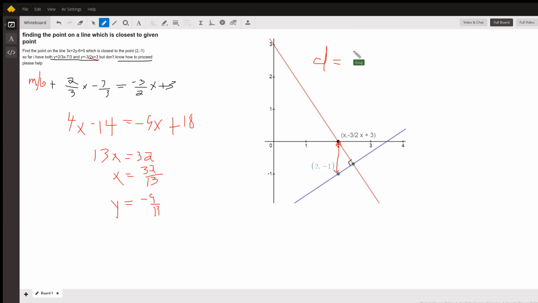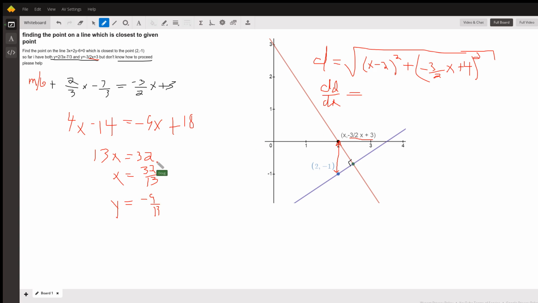You could do this. The distance between any point on the red line to the point 2, -1 is the change in x squared plus the change in y squared, the distance formula. So it's this x, or that y, -3/2 x plus 3 minus a -1 would be plus 4. There's the change in y squared. So if we could find the derivative of d with respect to x, that would give us our critical numbers.